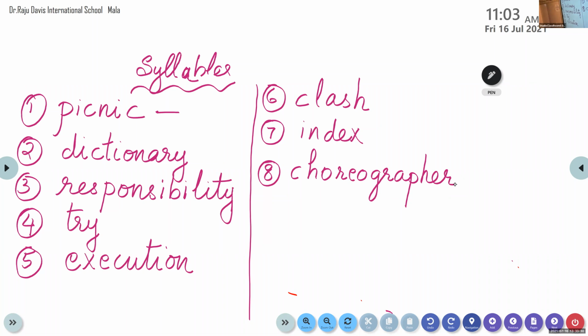8 words are enough. Picnic, dictionary, responsibility, try, execution, clash, index, choreographer. Ma'am, finished. Okay. Got the number of syllables? Did it? No, ma'am. Okay.